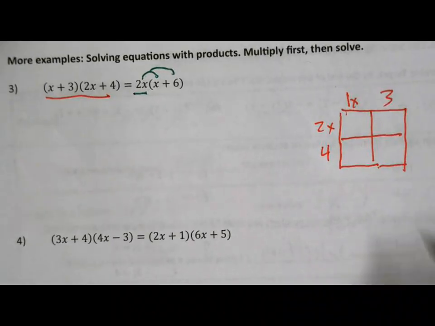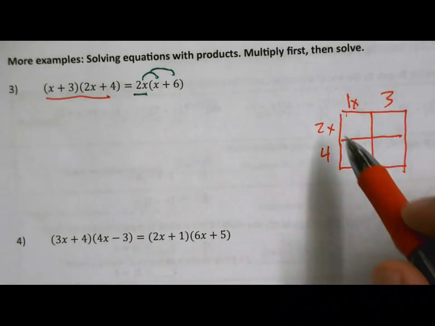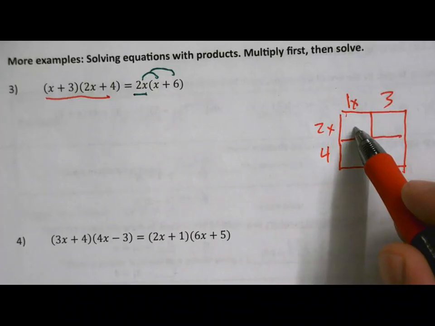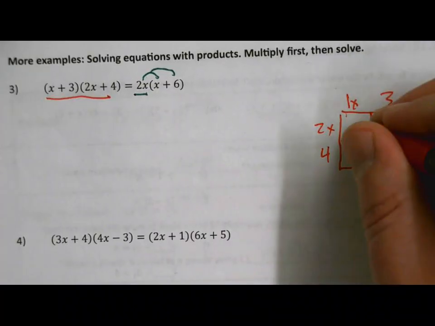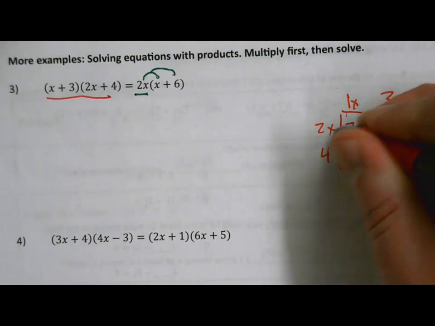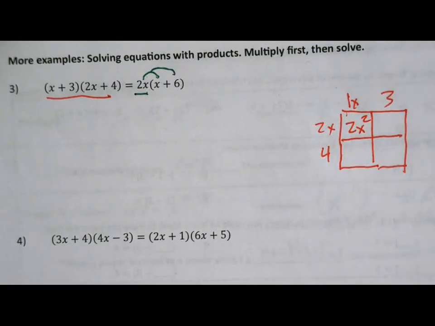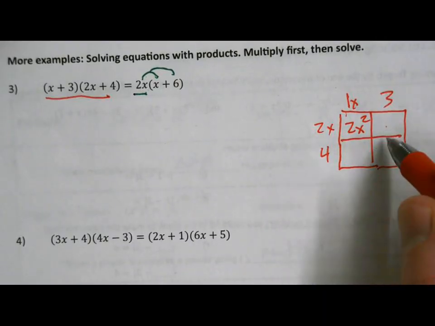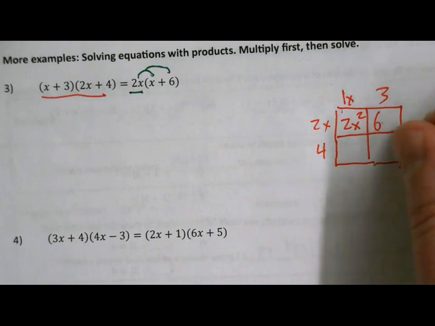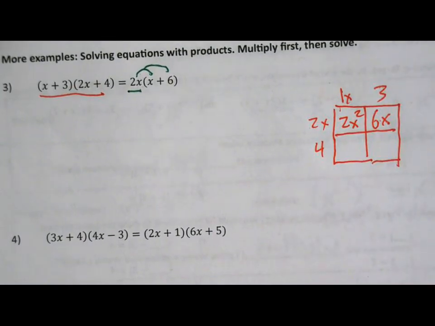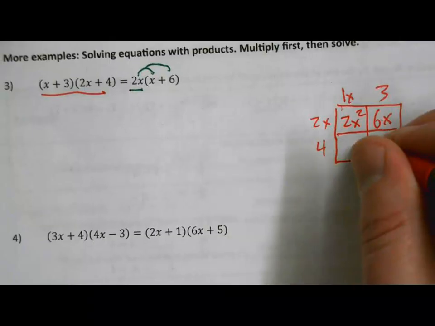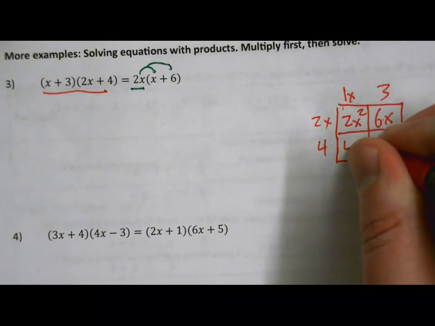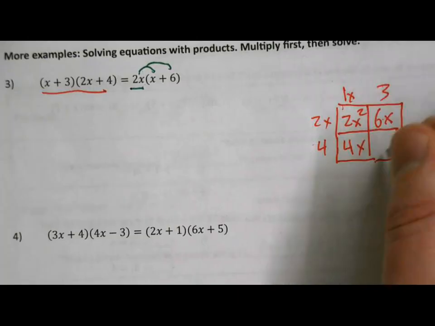And then this is just like a multiplication table. To figure out what goes in this box, I multiply the 2x times the 1x. 2 times 1 is 2, x times x is x squared. To figure out what goes here, I multiply the 2x times the 3. 2 times 3 is 6, and we've got a single x, so that's just a 6x. Here I'm going to multiply 4 times 1x, that's 4x, and here I'm going to multiply 4 times 3, that's 12.